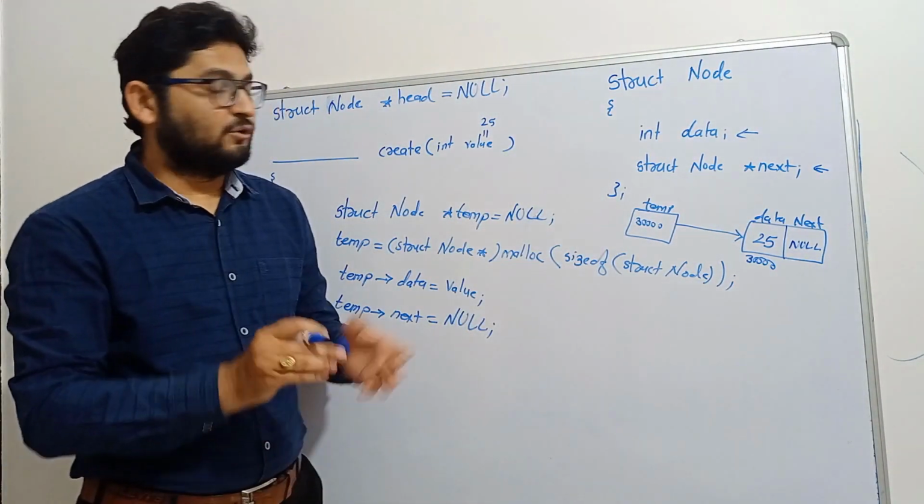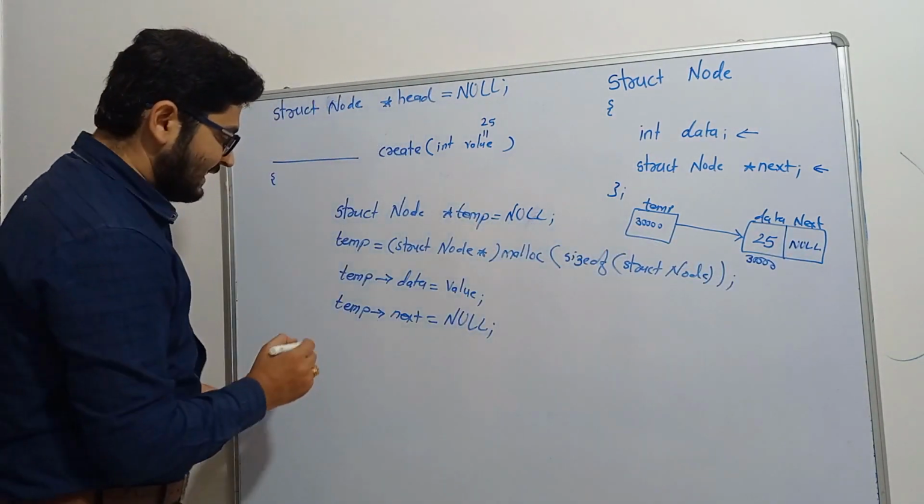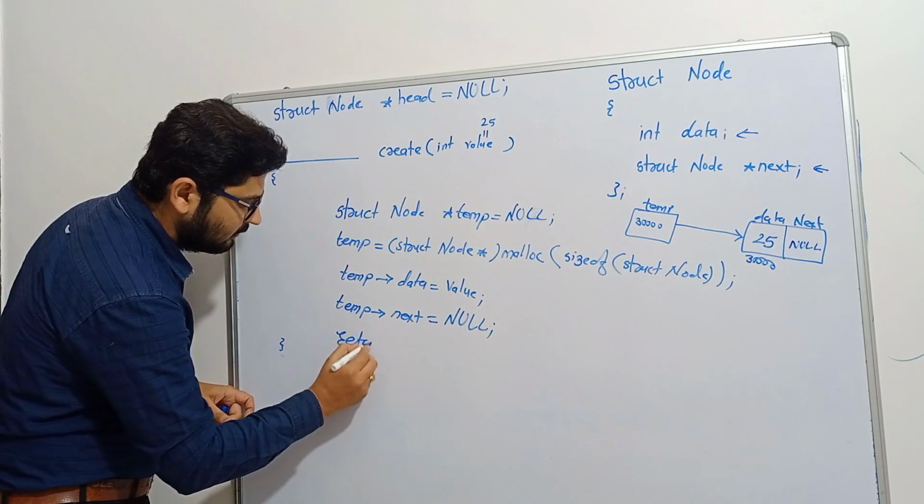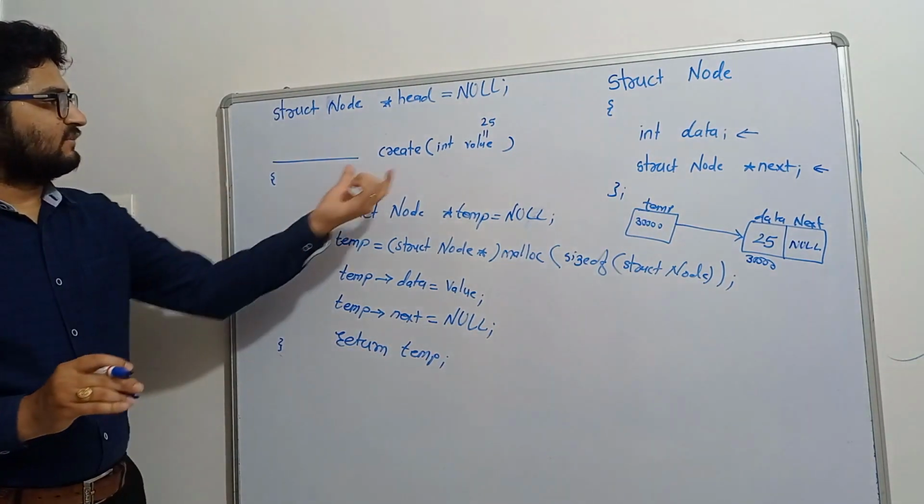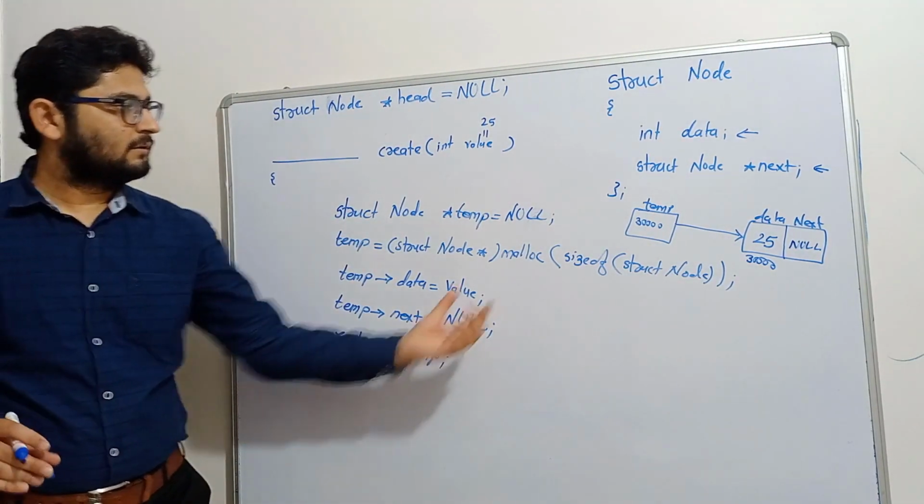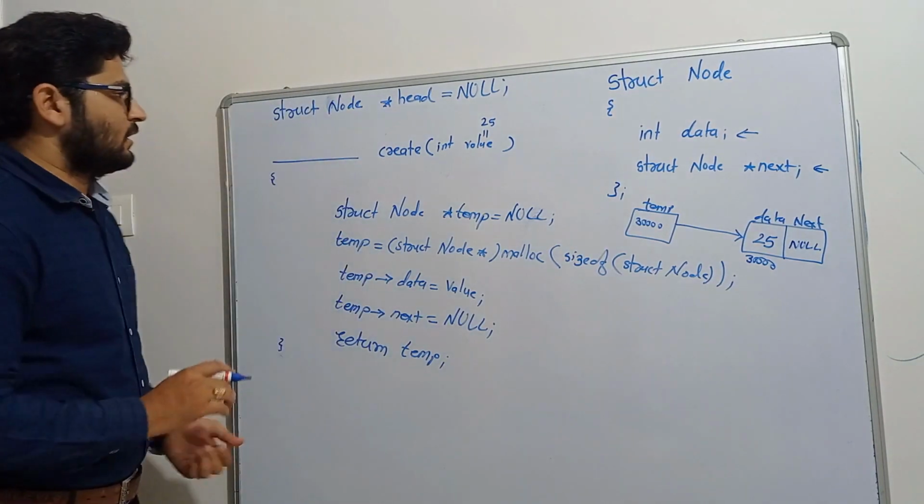To indicate that we don't know the address of the next node, that's why we have stored null over there. And after that, we are returning this temp. Okay, so now this create function will return the temp, the address of this node.